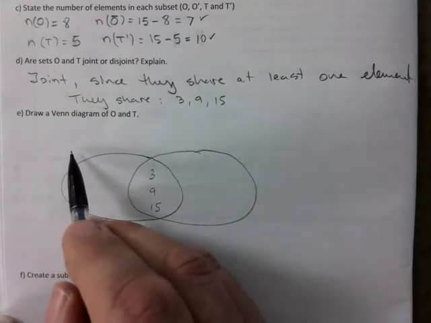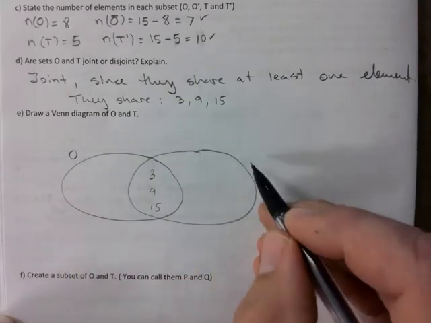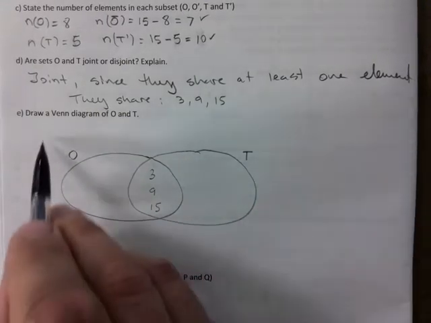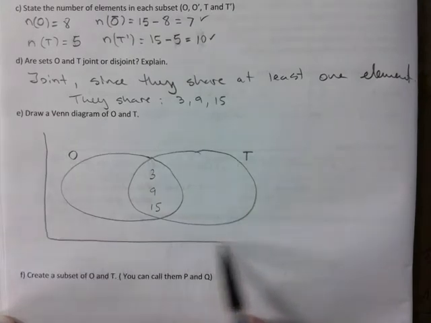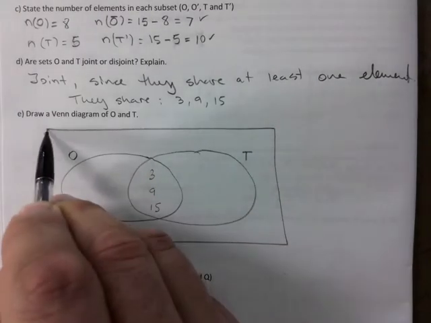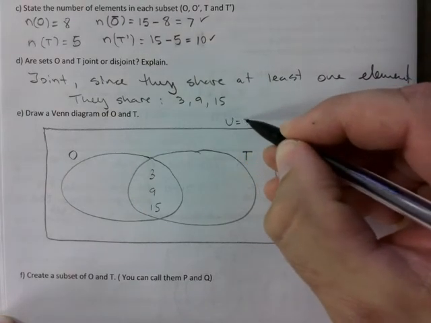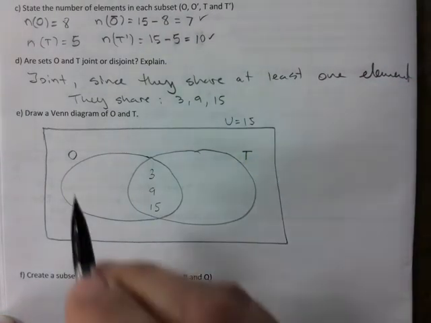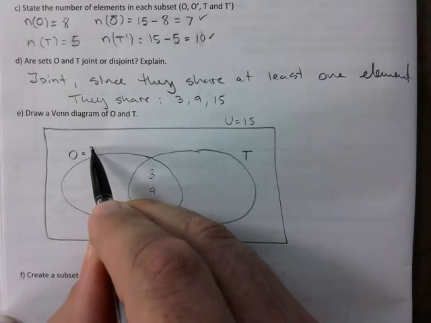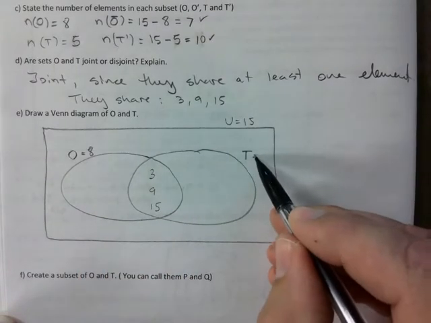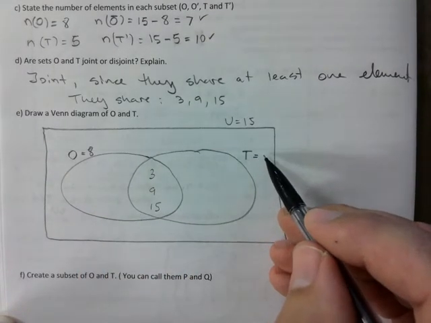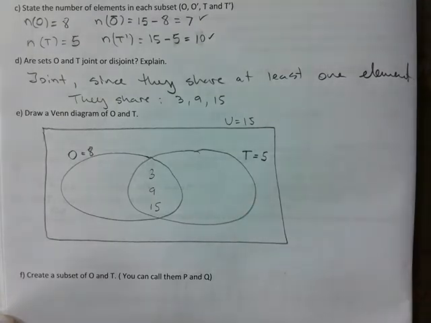I'm going to go set O on the left, set T on the right. I'm going to box that in. That's my universal, and I know I have 15 elements in there. There are 8 elements in O. There are 5 elements in T. And let the fun begin, right?